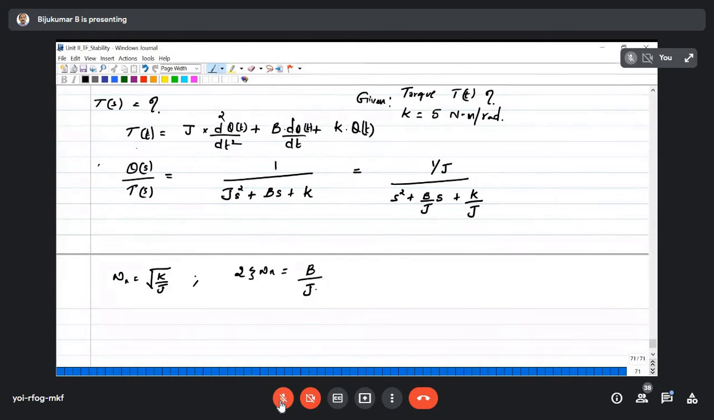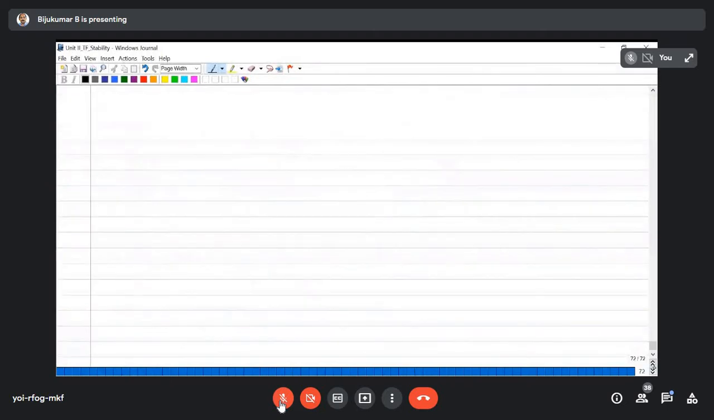So given, what are the things given? Percentage overshoot is equal to 20%, and one more parameter is given, right? Settling time is given as 2 seconds. So from this we can find zeta and omega n, right? So from the known information.